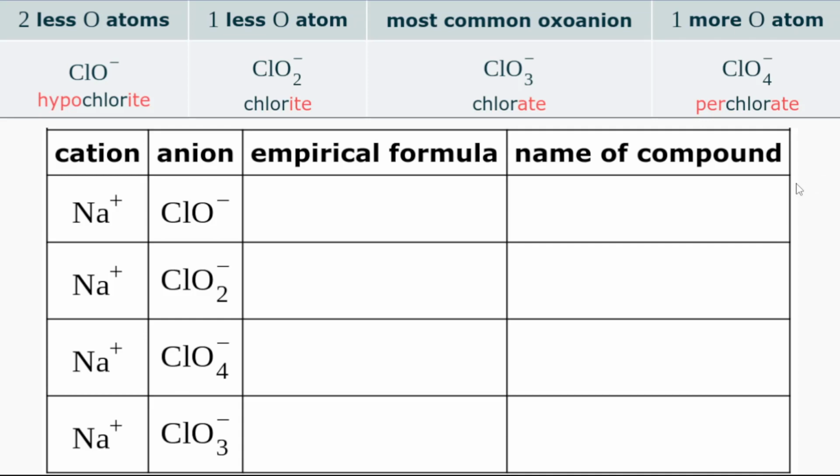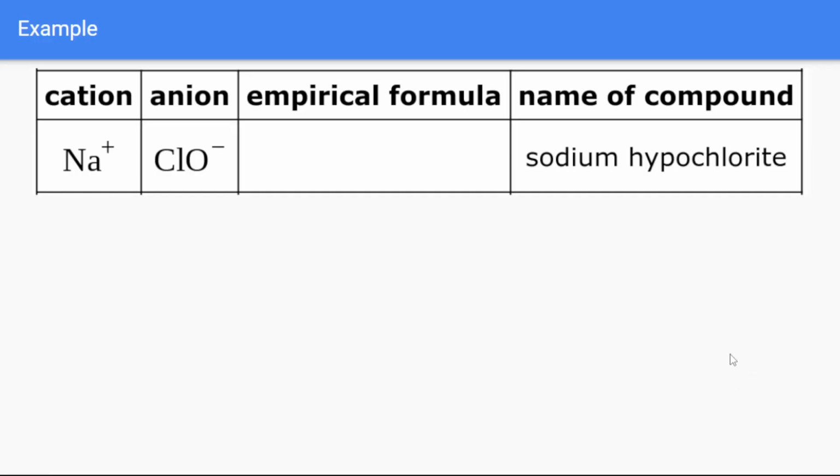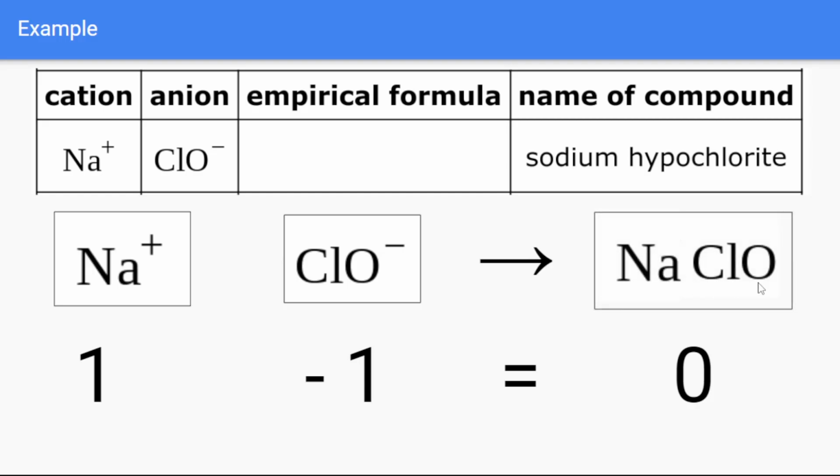So to name these, we just simply write the name of the cation and then the anion. Sodium chlorate, sodium chlorite, sodium hypochlorite, sodium perchlorate. The formulas, remember, we have to have a zero charge overall, so 1 minus 1 gives you 0, which is really nice because that's just one of each. So our formula is just simply NaClO.